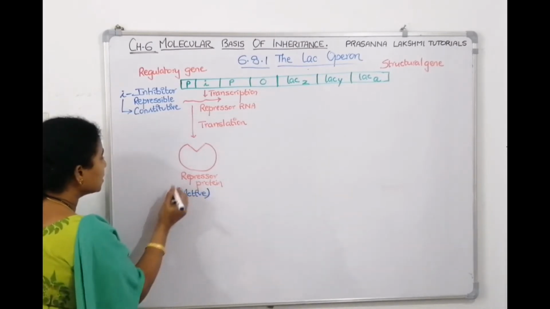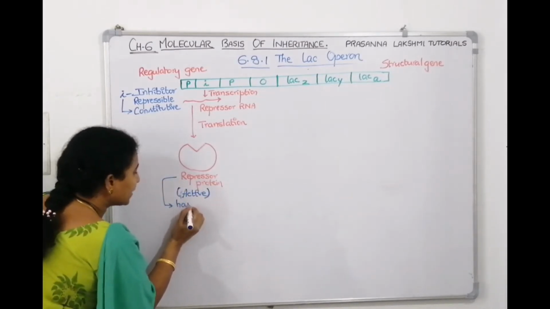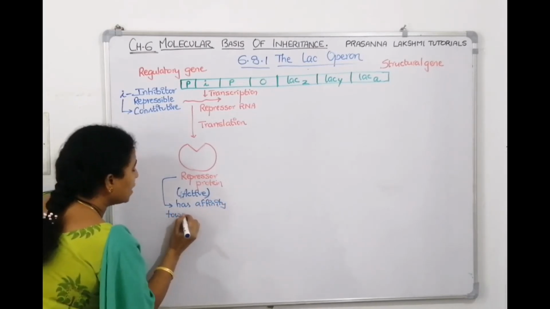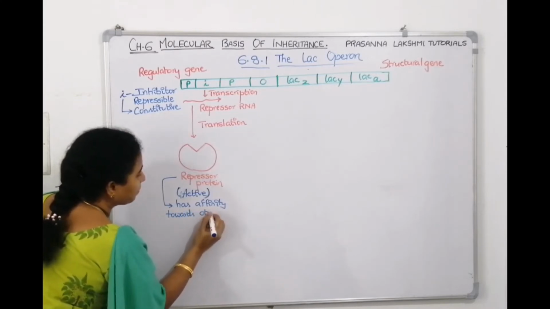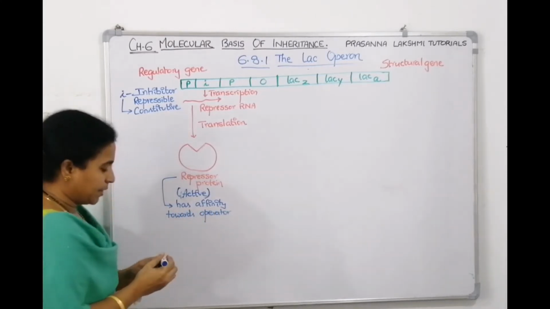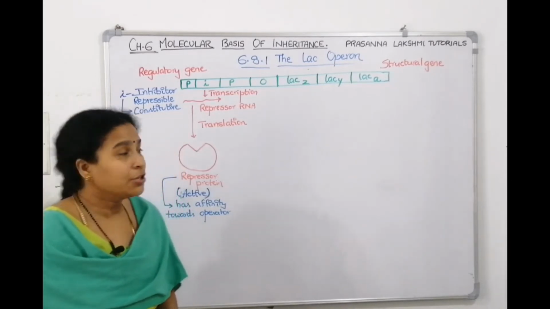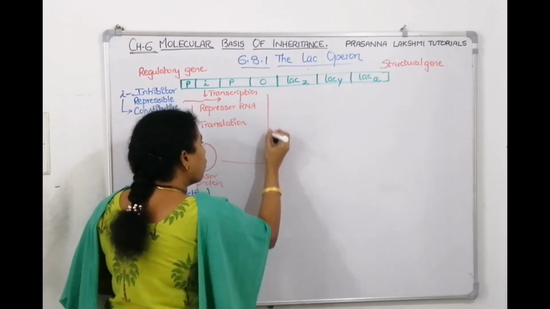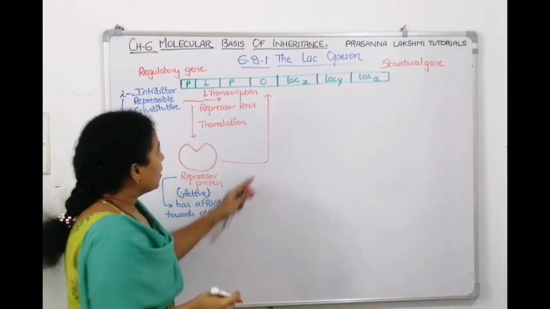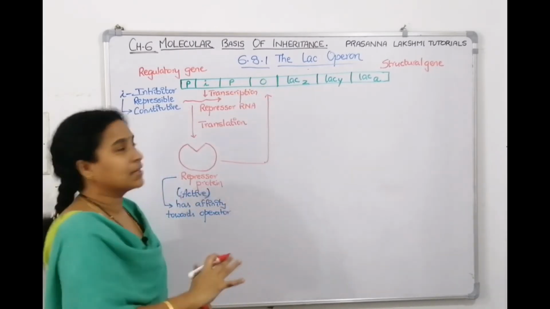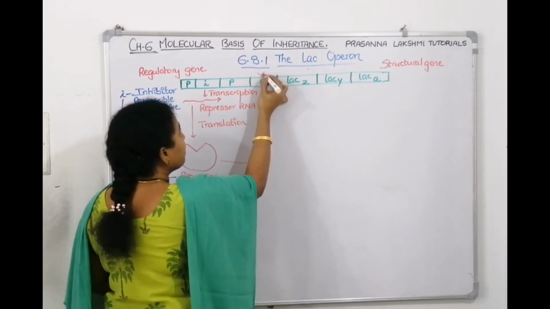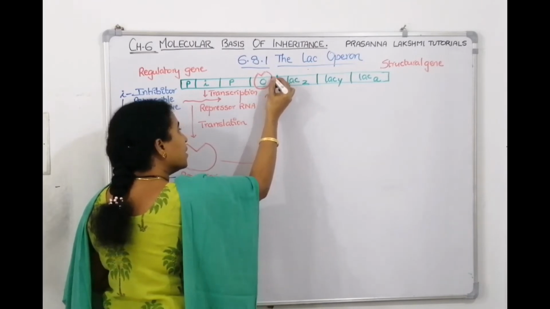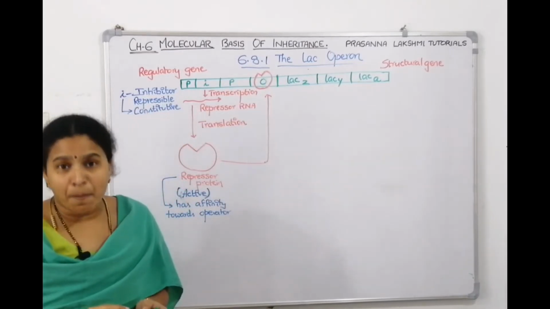So this repressor protein has affinity towards operator. Since it has attraction towards operator, the repressor protein will go in search of operator. Here it is, it found the operator. It will go and stick there. So the repressor protein goes and binds to the operator.